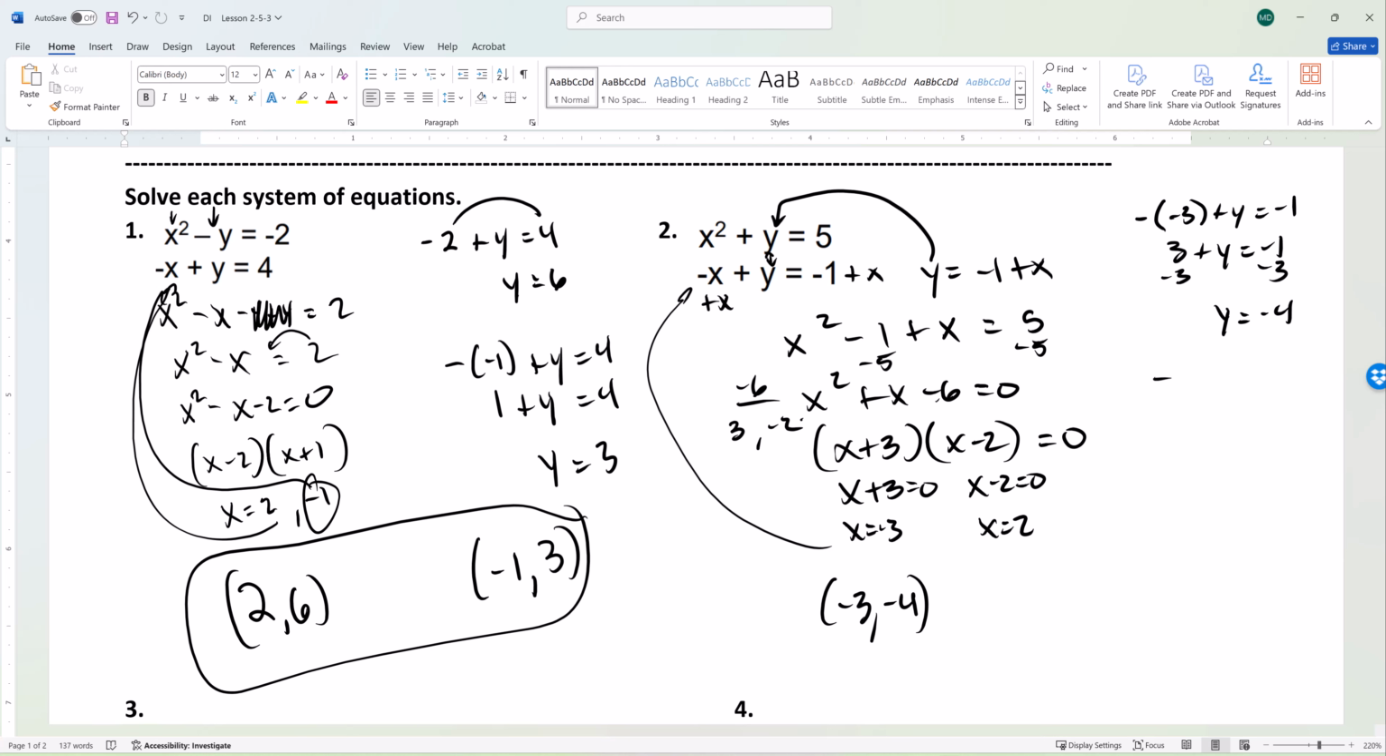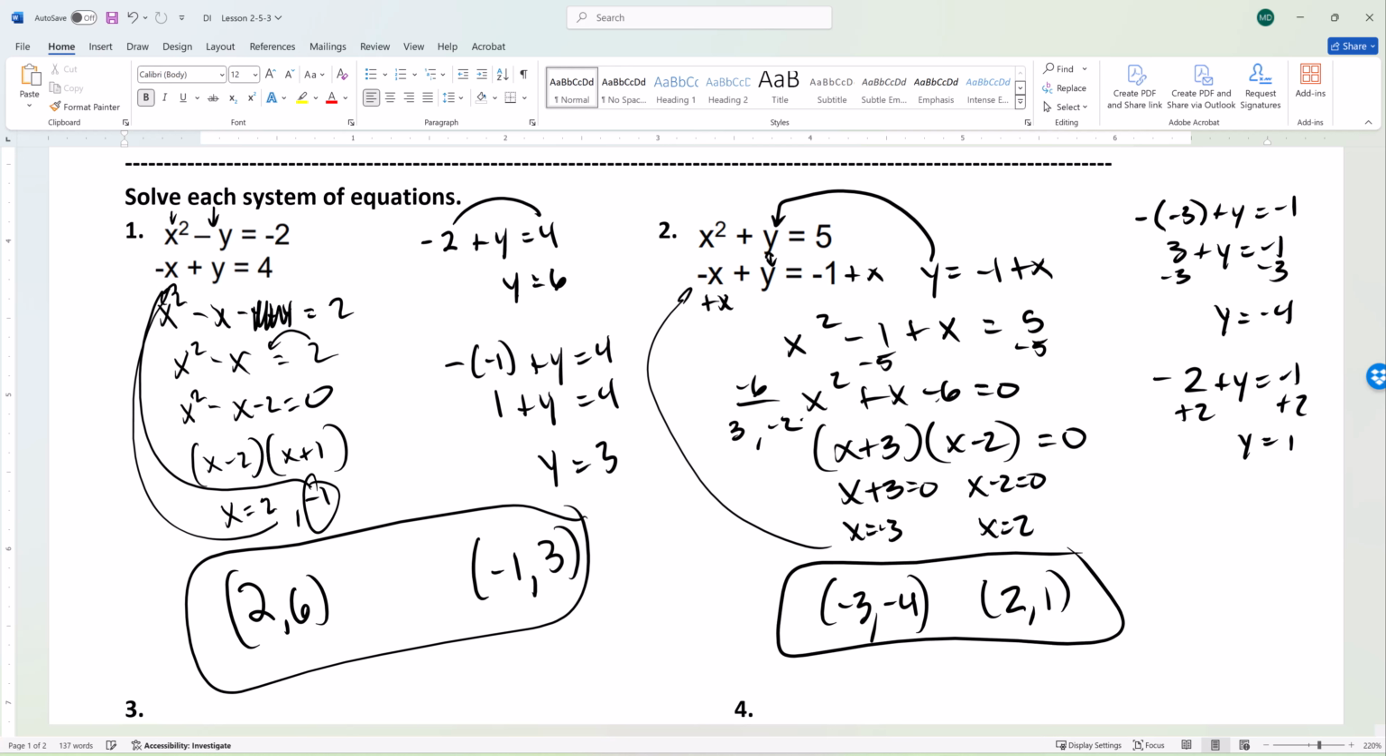Now if I plugged in 2, so I get negative 2 plus y equals negative 1. Add 2, you get y equals 1. So you get 2, 1. When x is 2, your y is 1.